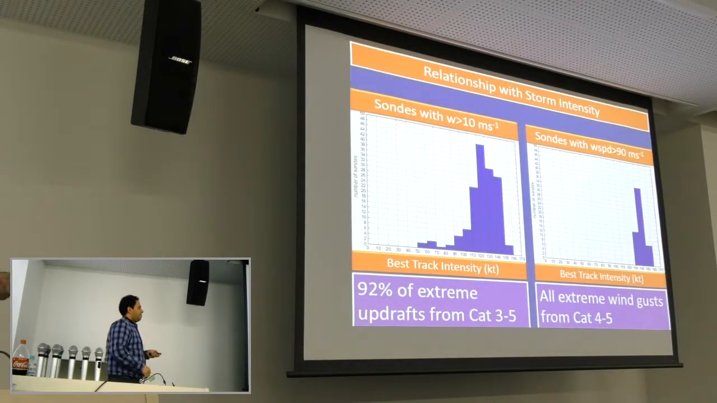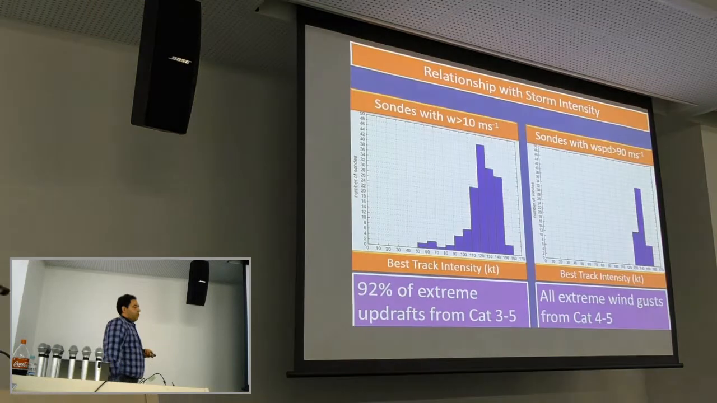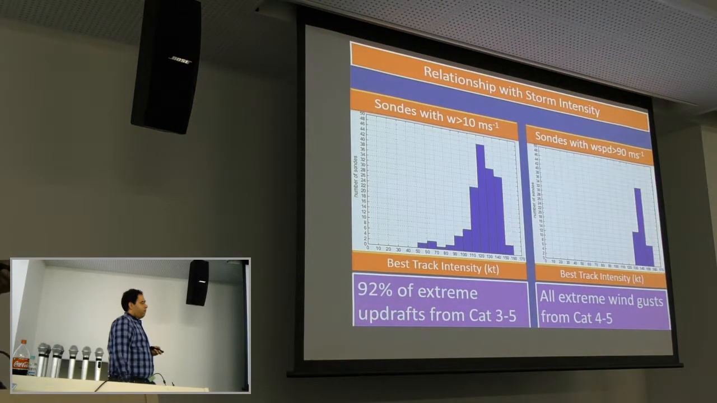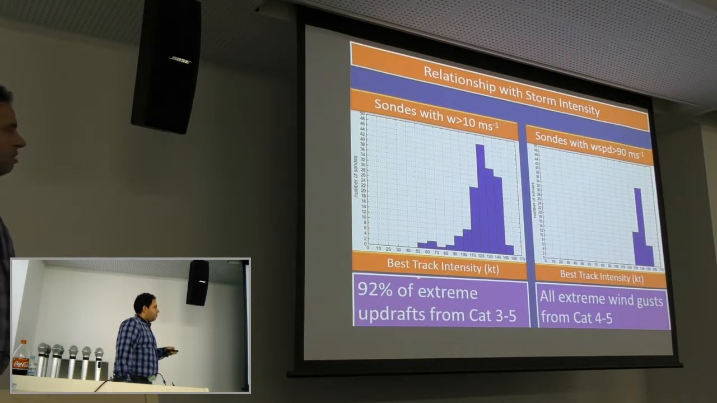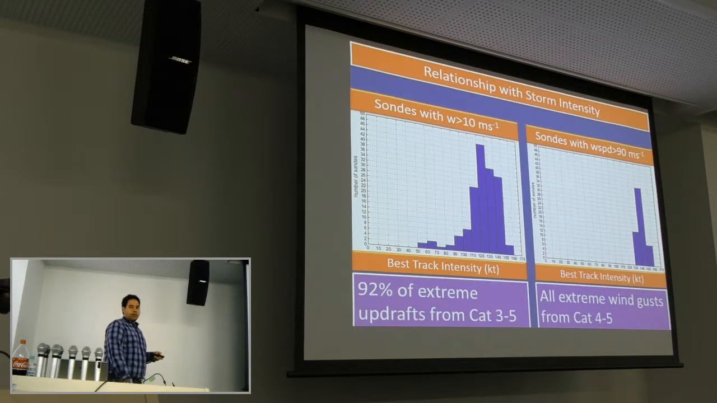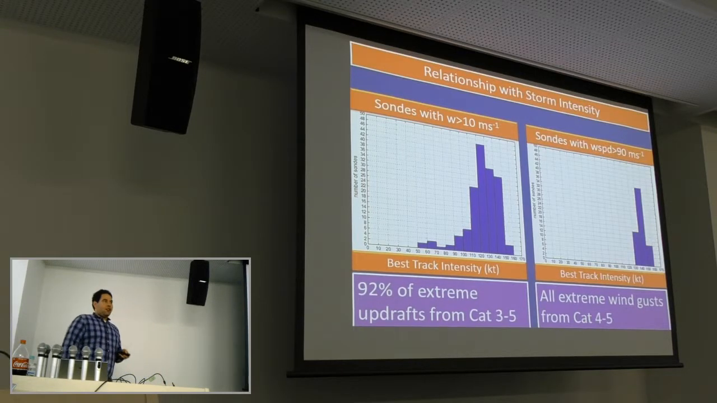More interesting is that a large majority of the strongest updrafts are also from category 4 and 5 storms, and 90% of them are from major hurricanes, category 3 through 5. There occasionally are strong updrafts sampled at low levels in weaker storms, but it's much more rare compared to the strong storms. So there's an indication that the updraft strength at low levels is probably related to the intensity of the storm.